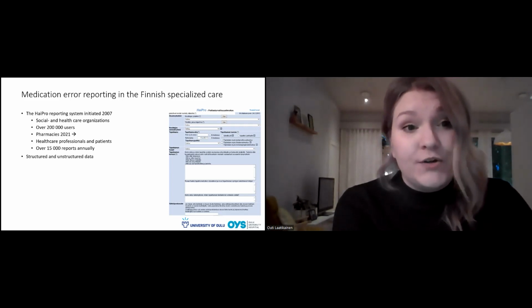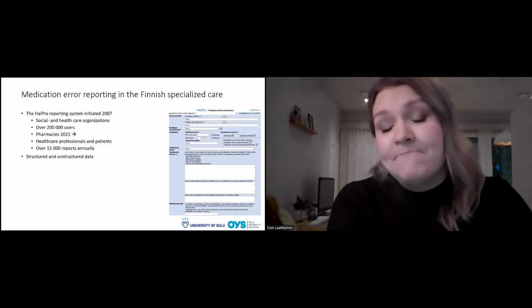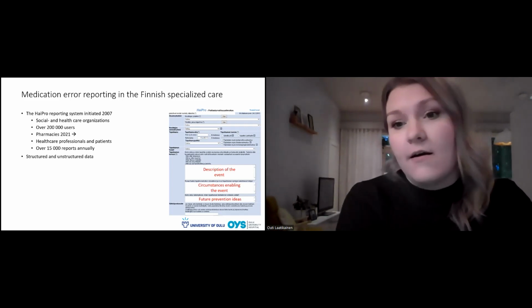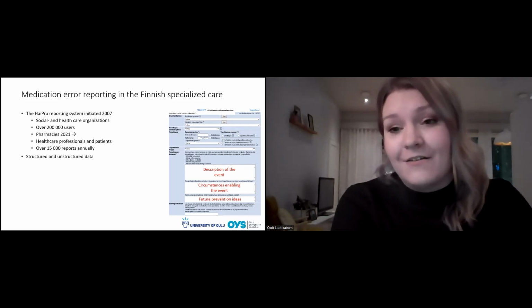So from the picture, you can see that the reports contain structured and unstructured data. What is in unstructured form are the description of the event, the circumstances enabling the event, and future prevention ideas to, of course, prevent these types of events. So actually, these are the things that we are really interested in these reports.